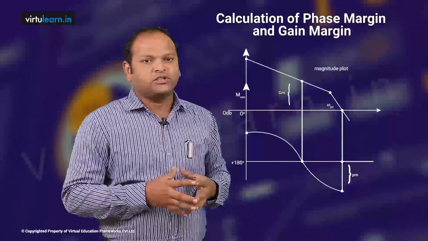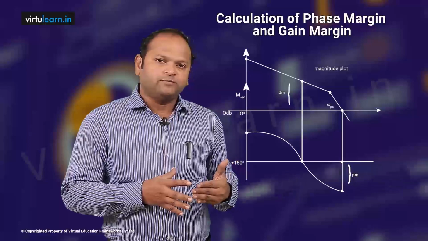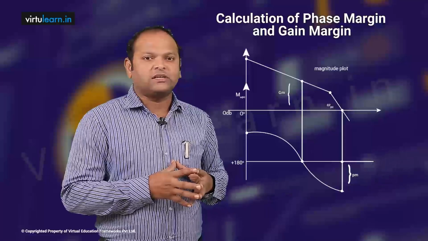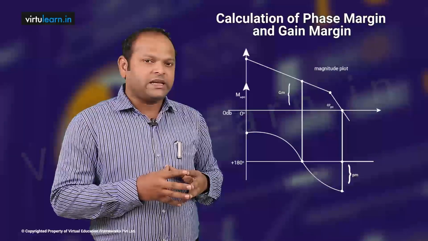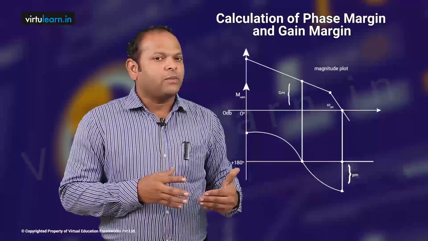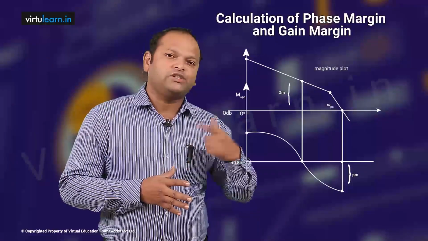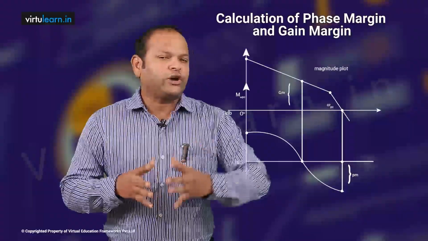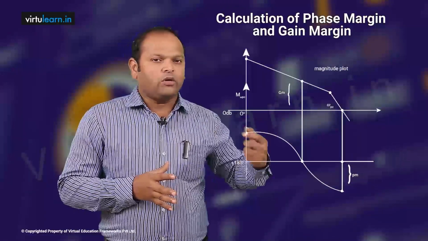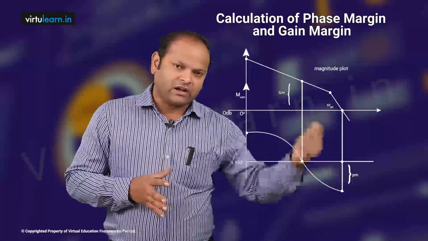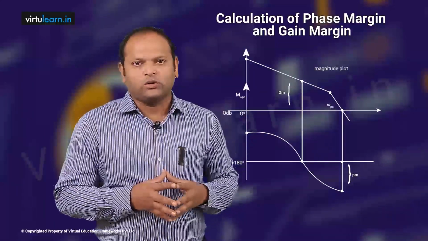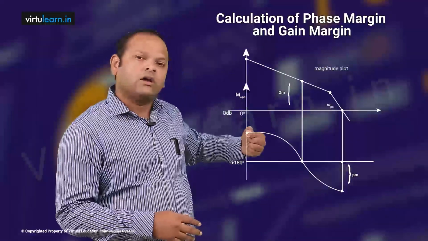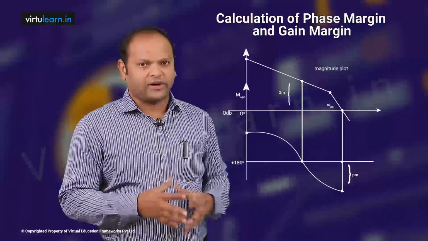Now look at the phase margin. To find the phase margin, first locate the gain crossover frequency. The gain crossover frequency is the frequency at which the magnitude of G of j omega is unity, or the magnitude in dB is equal to 0 dB. The absolute magnitude is 1, and when it converts to dB, it is 20 log 1, which is 0. So the 0 dB line is my reference axis for magnitude, and in the phase plot the minus 180 degrees line is the reference axis.